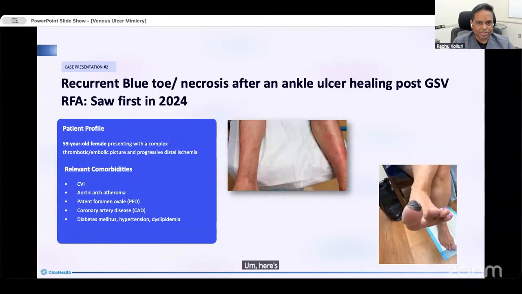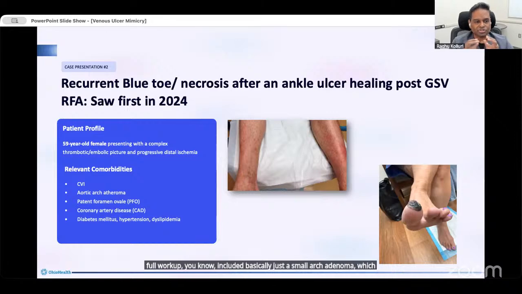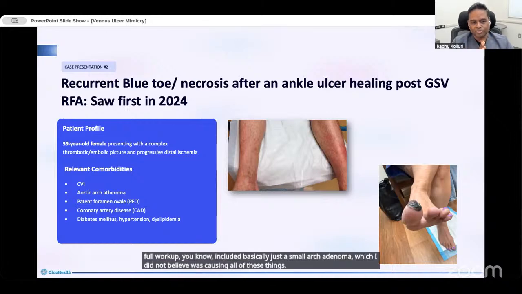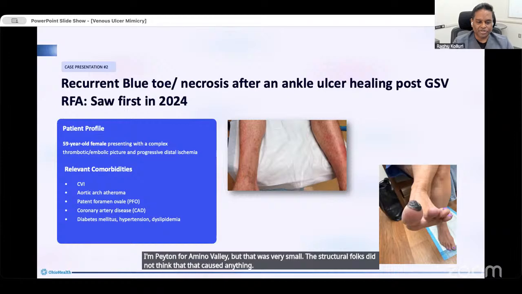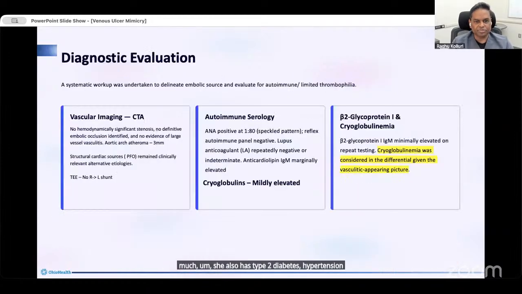Here's another example. After GSV ablation, I first saw her in 2024, and she ended up having, again, a similar rash and also had this distal toe ischemia. Full workup included basically just a small arch atheroma, which I did not believe was causing all of these things. She had a patent foramen ovale, but that was very small. The structural folks did not think that caused anything much. She also has type 2 diabetes, hypertension, and dyslipidemia.